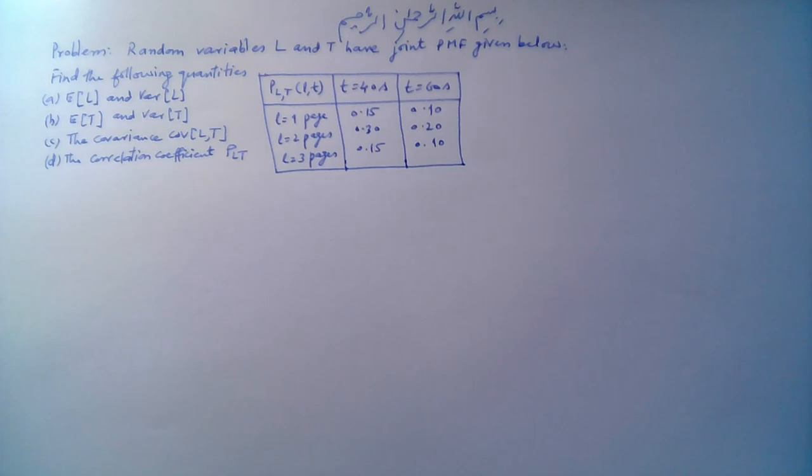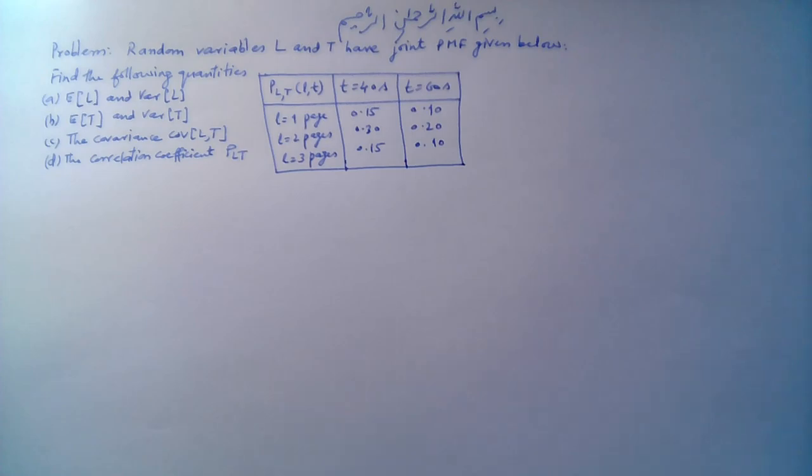So let's look at this problem. Random variables L and T have joint PMF given below. Find the following quantities. Part A, expected value of L and variance of L. Part B, expected value of T and variance of T. Part C, covariance of L and T, and the correlation coefficient rho LT.